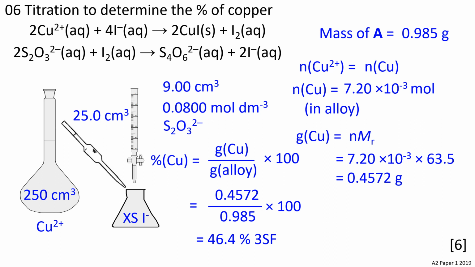Now the question did ask us to give our answer to the appropriate number of significant figures, and all of the variables in the question were 3 significant figures at the minimum. So you have to use the minimum number of significant figures of the variables in the question, and that will be the appropriate number of significant figures to use for your final answer.